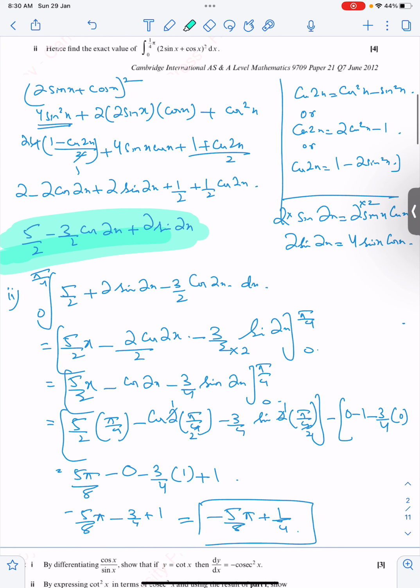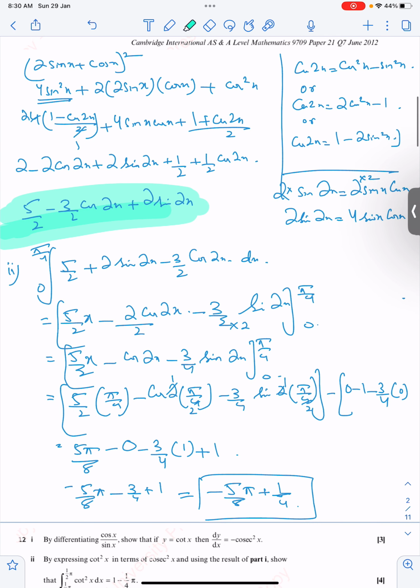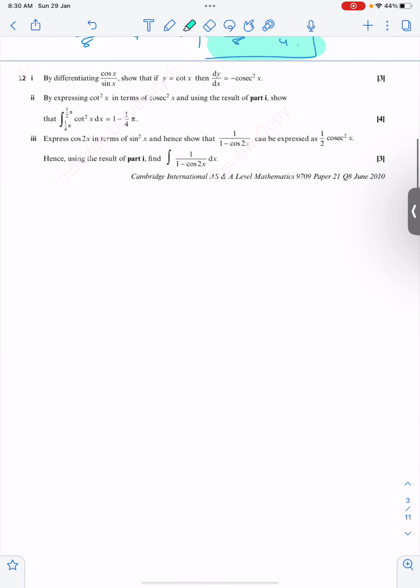Okay, this is the answer to question number 11. Sorry, this is also equal to, the final answer is 5 upon 8 pi plus 1 upon 4. Question number 12.